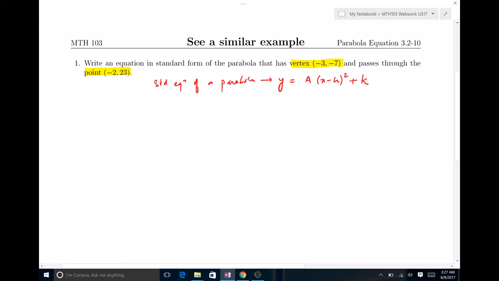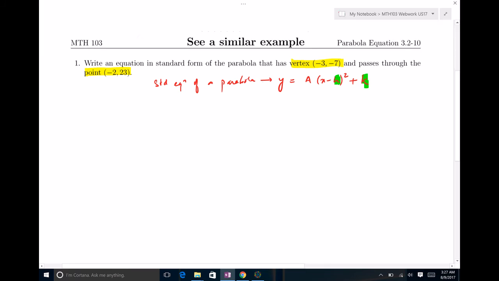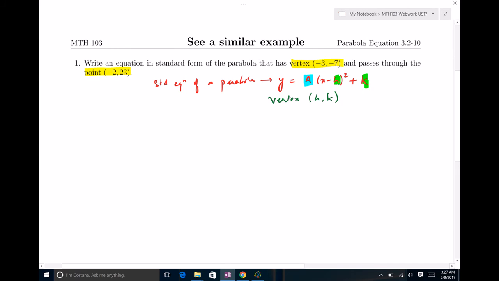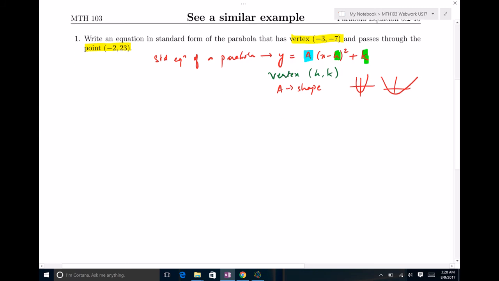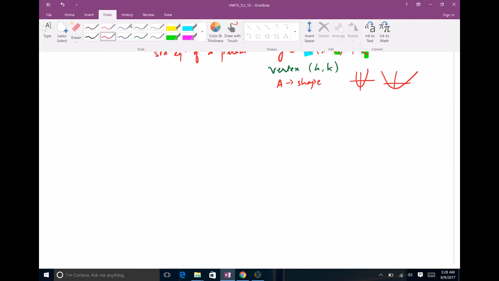Firstly, the letters h and k are what are standardly used to represent the vertex. So the vertex is given by (h, k). And as for the term a, it tells you the shape of the parabola: whether it's a steep parabola or whether it stretches really wide. It tells you what it looks like. We'll get to that in a second, but first we're going to use what we know about the vertex. So let's start with that.